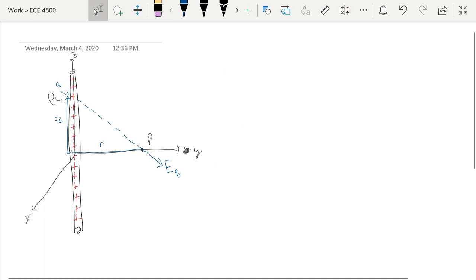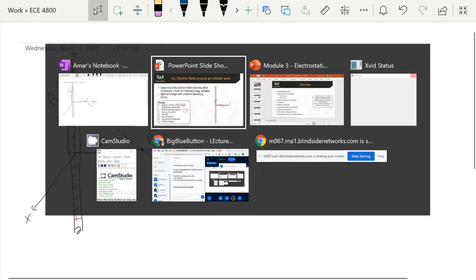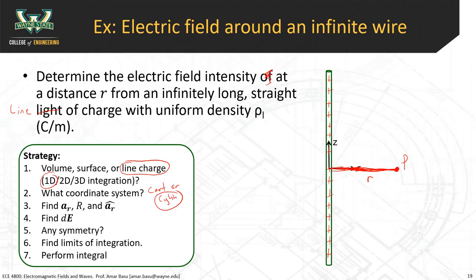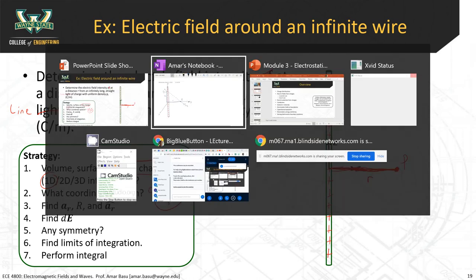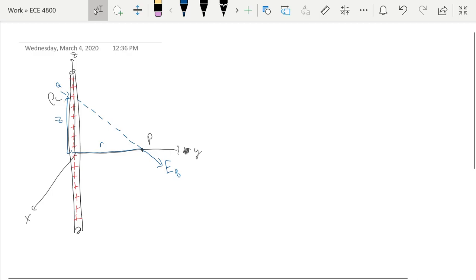Okay? All right, now that you understand a little bit about the problem, let's get back to our strategy. So we did step one and step two. Step three is to find A sub R, the magnitude of A sub R, which is equal to that capital R there, and then A sub R hat. Now we're going to get right into the geometry of this. This distance here is A sub R, the vector that points from Q to P, and it's the unit vector.